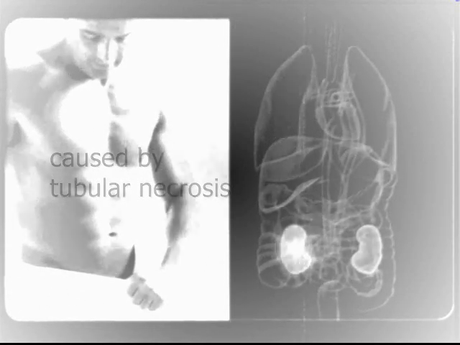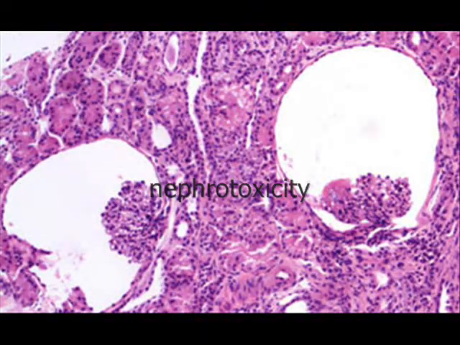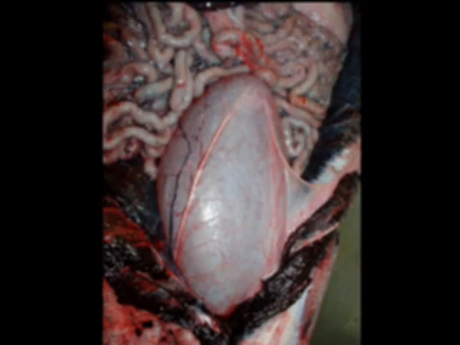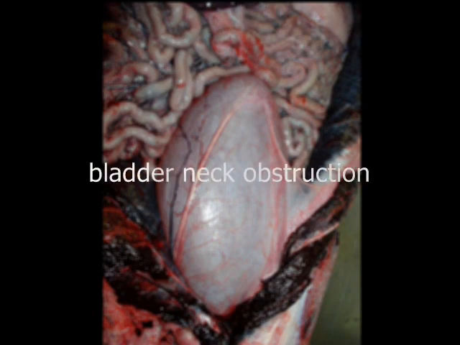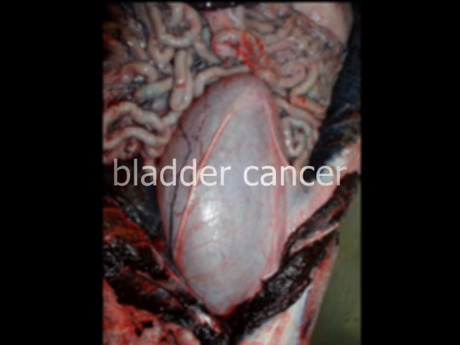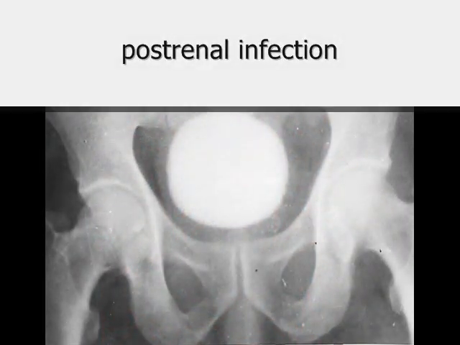Intrarenal ARF involves causes within the parenchyma of the kidney. It is caused by tubular necrosis, prolonged ischemia, intrarenal infection, and nephrotoxicity. Finally, post-renal ARF is caused by a sudden blockage that prevents urine from flowing out of the kidneys. It exists between the kidney and urethral meatus. Causes include bladder neck obstruction, bladder cancer, calculi, and post-renal infection.